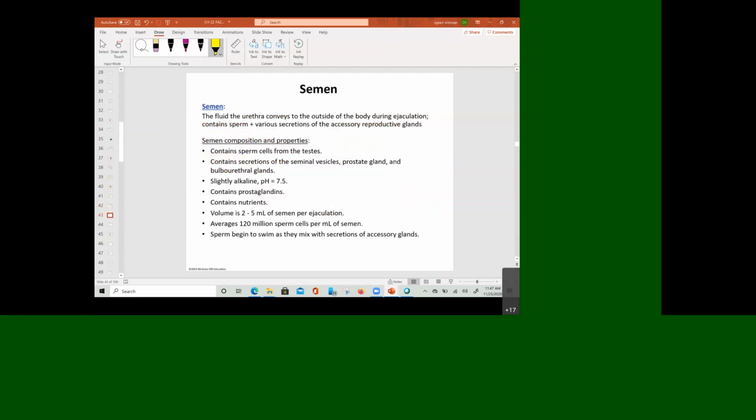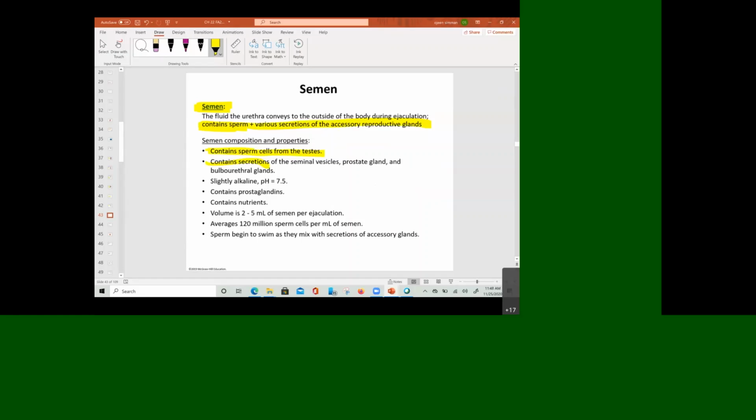So semen, okay? So the fluid the urethra conveys to the outside of the male body during ejaculation. Semen contains sperm plus the secretions that we got from all the accessory reproductive glands that we just discussed, which includes the following. It will contain sperm cells that came from the testes. It will contain these secretions from the seminal gland, prostate gland, and bulbourethral gland.